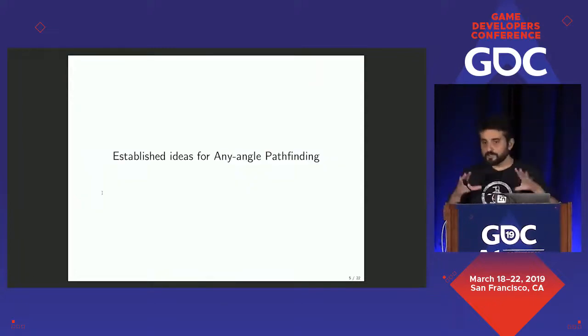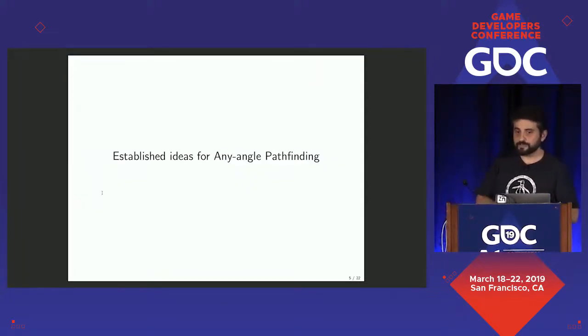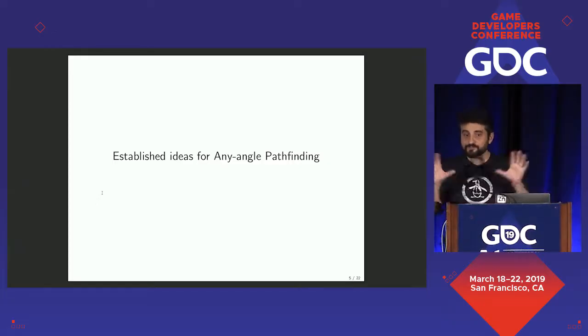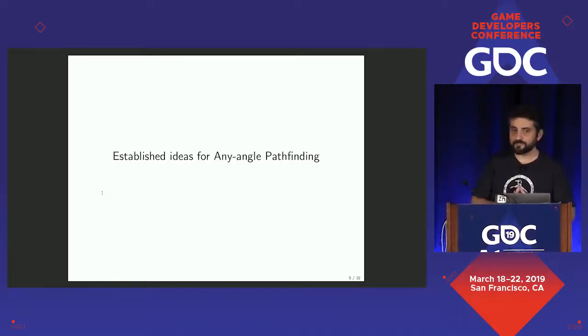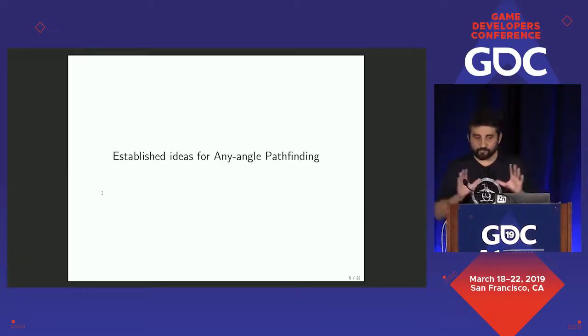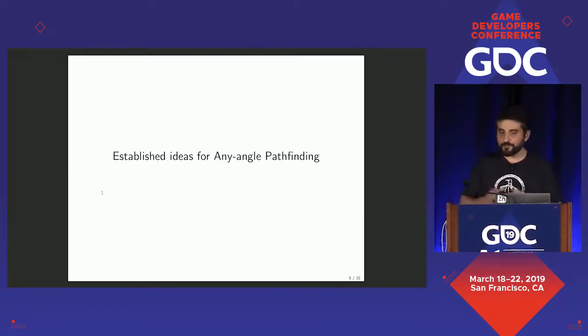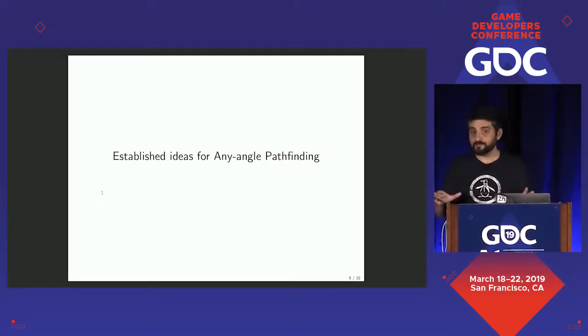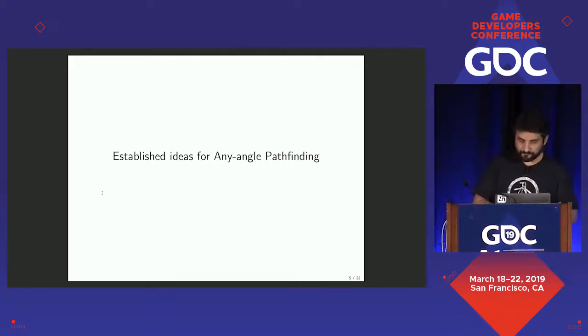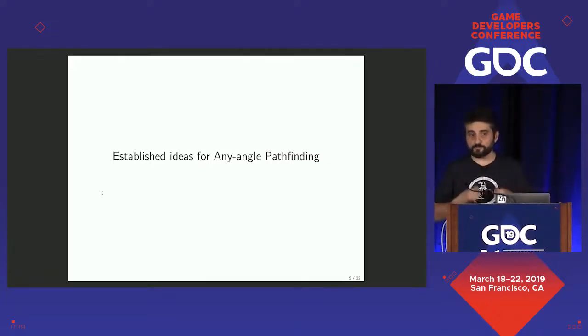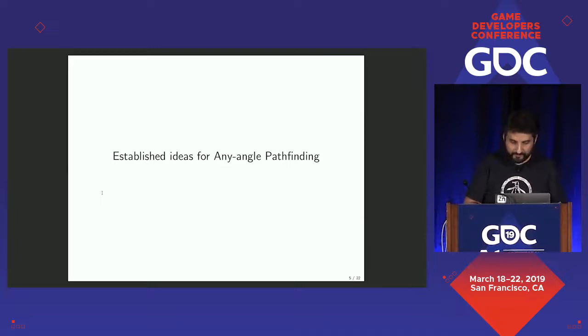Okay, so the talk is new ideas for any angle pathfinding, but what I want to do is start with some established ideas for any angle pathfinding. I'm going to critique two popular ideas. I want to say upfront that these are good ideas. They're popular, they're time-tested, and more important, they work. But I think it's important also to be able to criticize established ideas so that we can understand how well they work, where they don't work, and why we might try to do better.